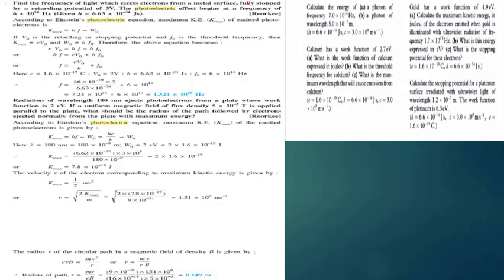metal surface fully stopped by a retarding potential of 3 volts. The photoelectric effect begins at a frequency of 6 times 10 power 14 Hz. Given that H is equal to 6.63 times 10 power negative 34 joules per second. So according to the Einstein's photoelectric equation, the maximum kinetic energy of the emitted photoelectrons is, we are very sure of this formula, I'm sure mnafahamu.